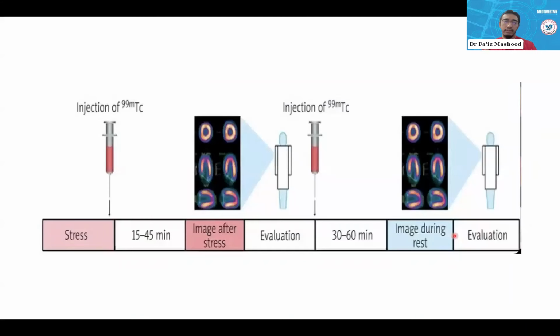This is how they do a perfusion SPECT scan. They start with the stress stage first, injecting technetium-99, the radioactive tracer. For the stressor, we usually use pharmacological agents such as dipyridamole, adenosine, and regadenoson, all of which are vasodilators, and we take the image after the stress. After that, in the resting stage, we do the same thing, but this time without any pharmacological agents, and we take the image during rest. Then we evaluate and interpret the findings.